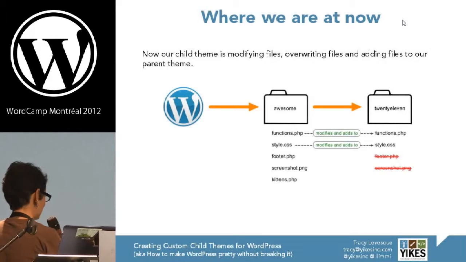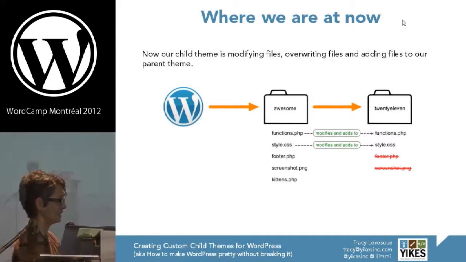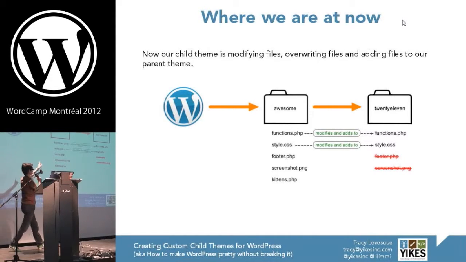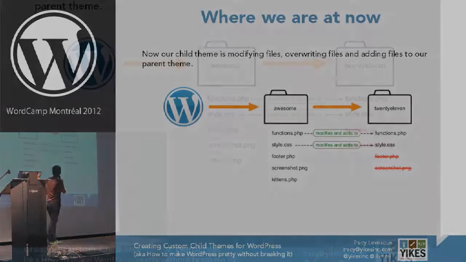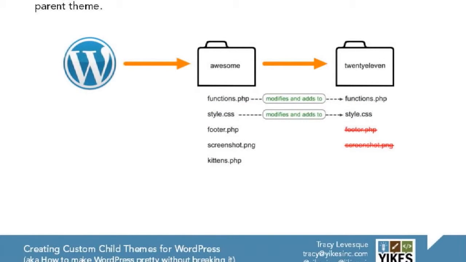All right, so let's take a look at where we are right now. So now WordPress is looking at my child theme called Awesome. Functions.php is modifying and adding to the parent's functions.php. Style.css is modifying and adding to style.css of the parent. I have footer and screenshot, which completely knocks out footer and screenshot in the parent theme, and I've added something brand new, kittens, that does not exist in the parent theme.